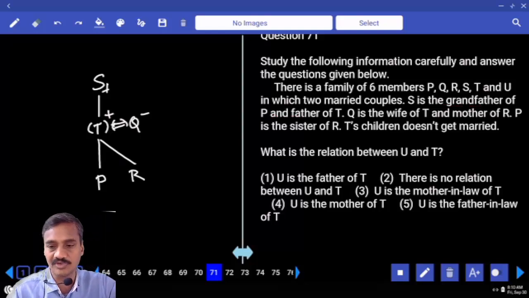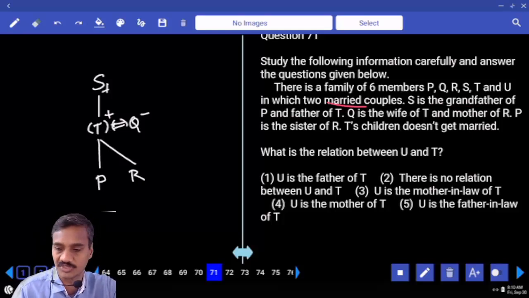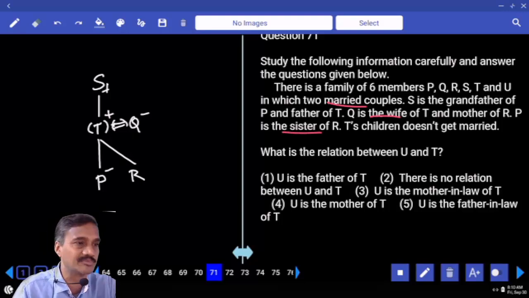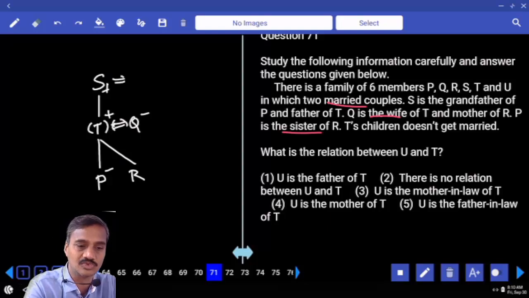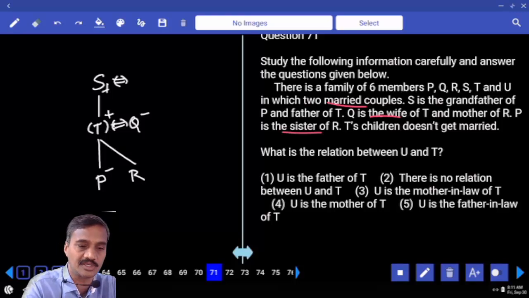Now we have one more piece of information. There are 2 married couples. Hence one other person should get married. Either S, P or R should get married. Anyhow S is married, Q is a wife, and P is a sister of R. P is a sister of R and T's children don't get married. Now T's children P and R are not married. Hence there must be exactly two couples. And who is the other couple here? P, Q, R, S, T and U are female.